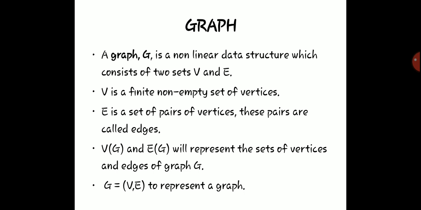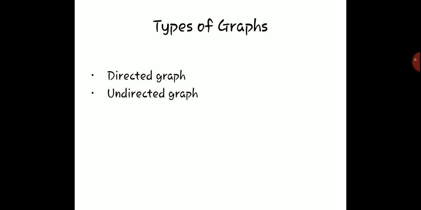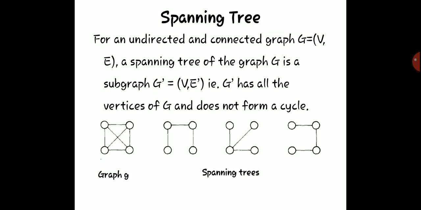So that is why V is a finite non-empty set of vertices. The vertex set will not be empty, but as far as the edge set E is concerned, it can be empty or non-empty, right? So even without an edge, a graph can be constructed. So that is what it means: G equals (V, E), right? Now we see the types of graphs. It has two types, directed and undirected.